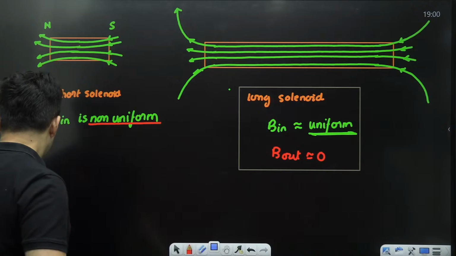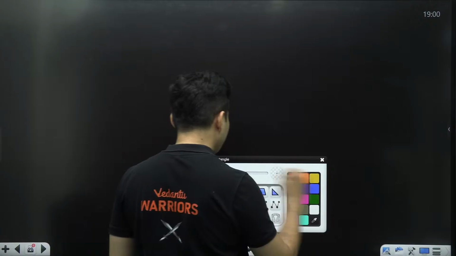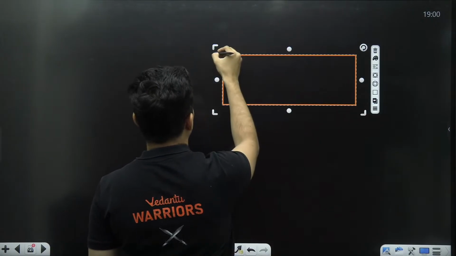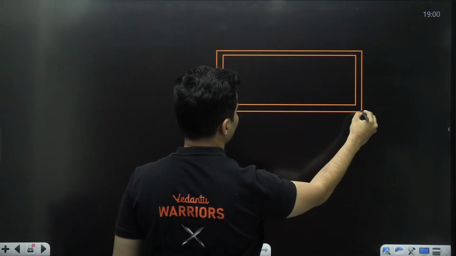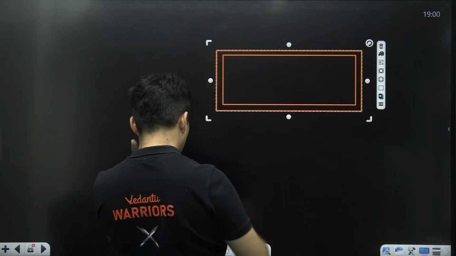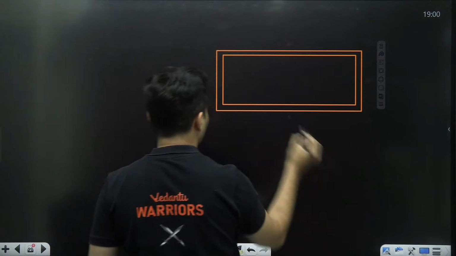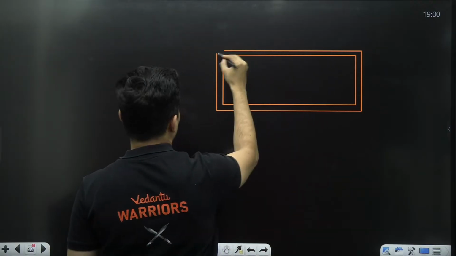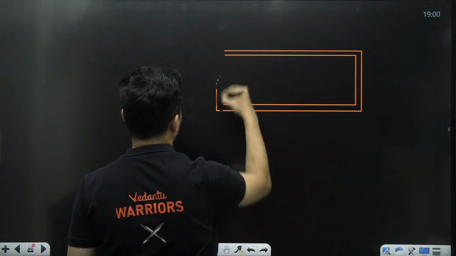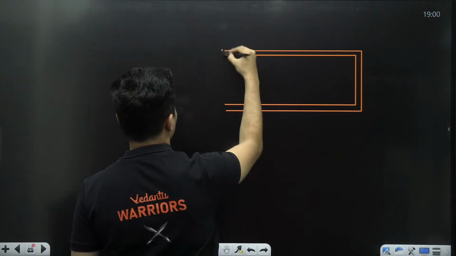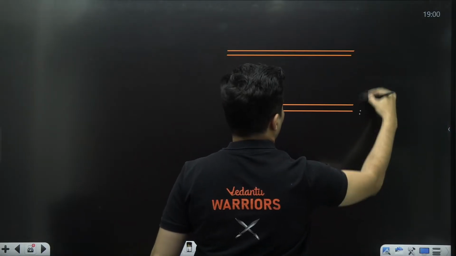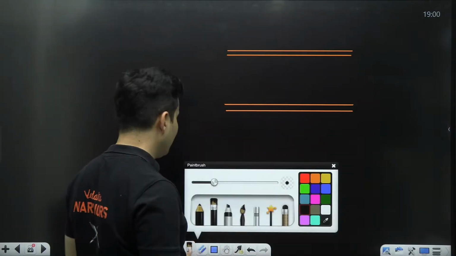Okay. Now, in order to find that out, I'll just take a small part of that particular solenoid. So this is the cross-sectional view. So let's just focus our attention on a small part of that large solenoid. Forget the ends because in most of the part of the solenoid, the magnetic field lines are uniform.